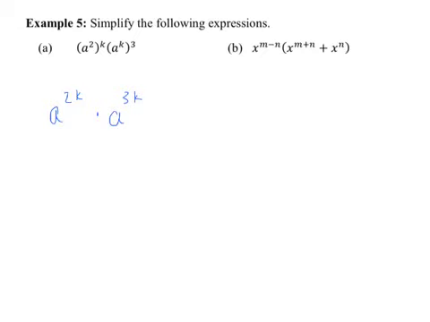Remember, when you raise a power to a power, you multiply those powers. So when you look at the first part, you have the power of 2 to the power of k, so you're multiplying this 2 times this k. Then you have a power of k times a power of 3, so you multiply this k times this 3. Now that we have this line, what do we do? Same base. What do I do to the exponents? You add them, which makes it?